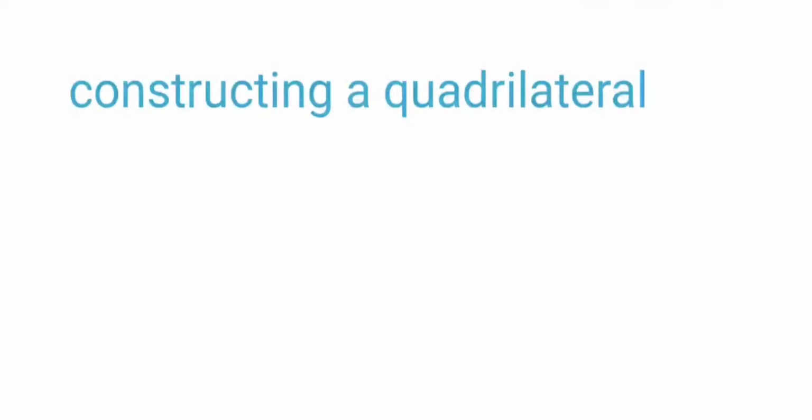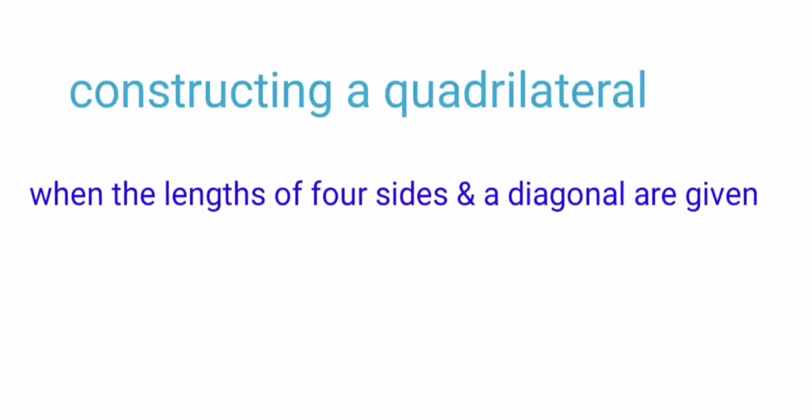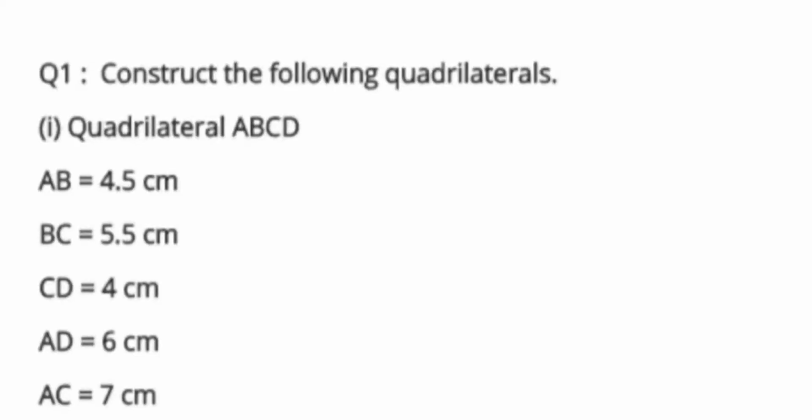Then constructing a quadrilateral when the lengths of four sides and a diagonal are given. Then how to construct the quadrilateral. To construct the quadrilateral we need at least five information. So here 4 sides and 1 diagonal, 4 plus 1, 5 information are given. Then how to construct a quadrilateral.